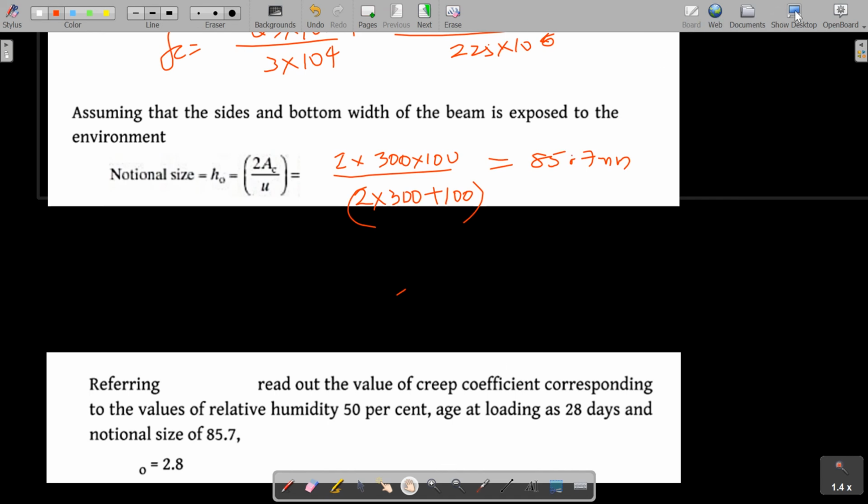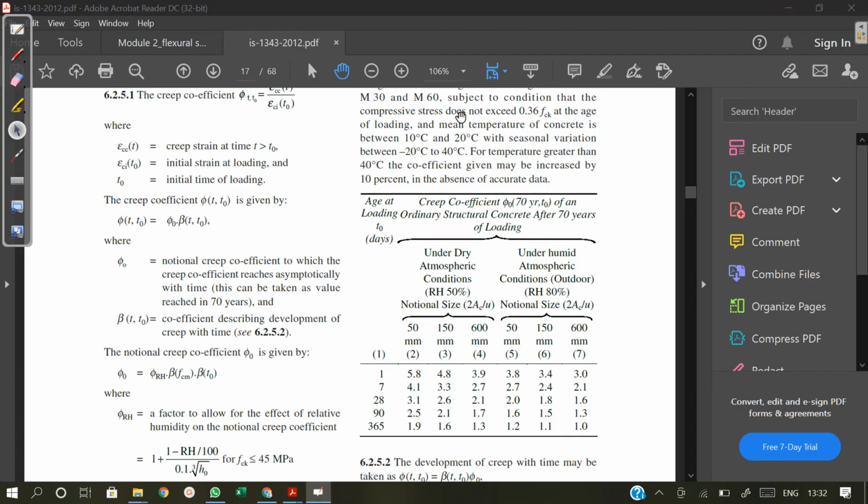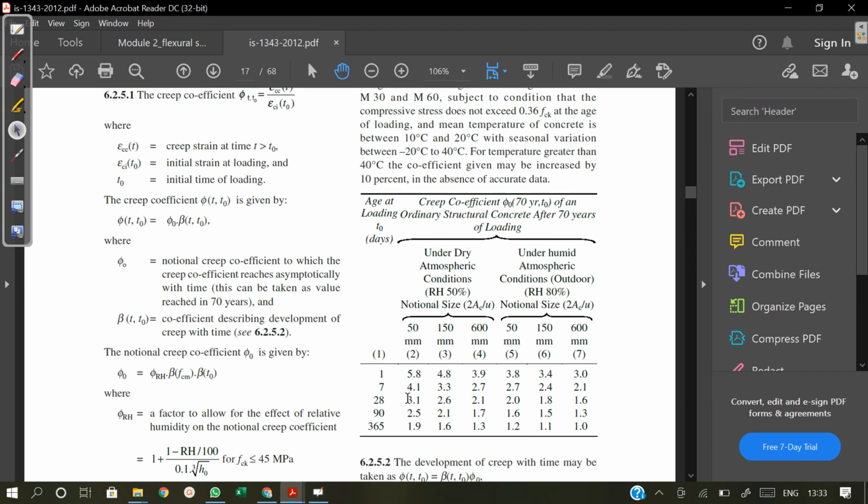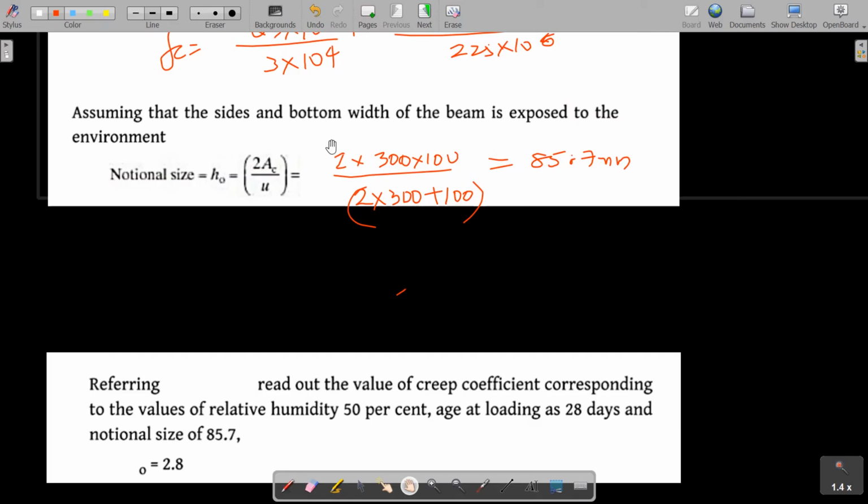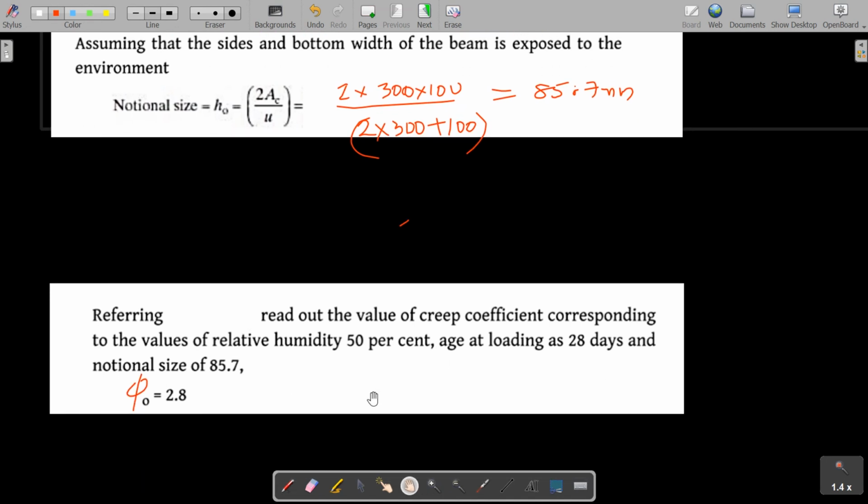Referring to this table, I'll get the value corresponding to 28 days of loading and notional size as 85, somewhere in between these two. I'll get the value between 3.1 and 2.6. You can interpolate this value, and after interpolation you will get this value as 2.8. So you get the value for your phi naught as 2.8, that is the creep coefficient 2.8.